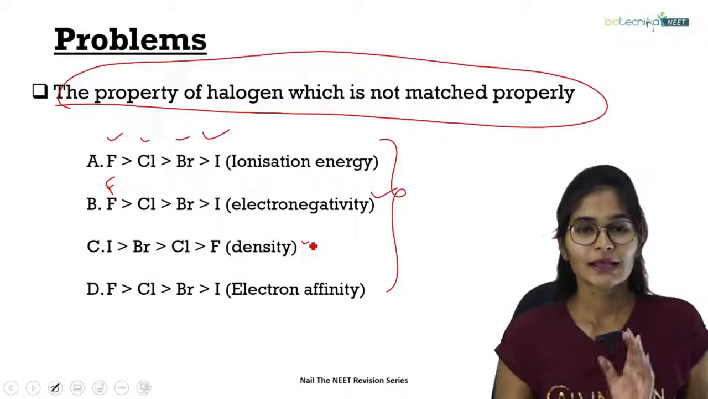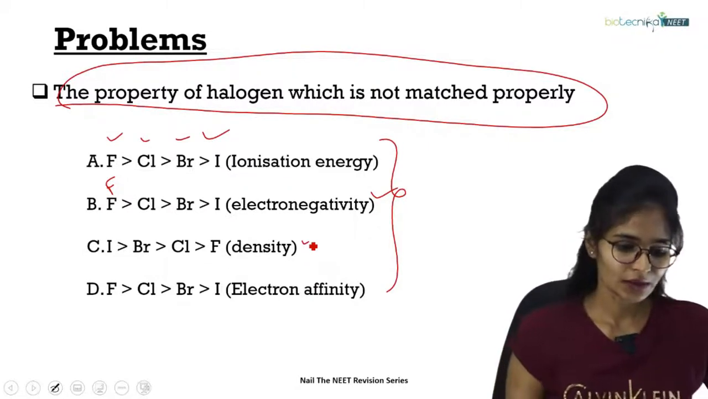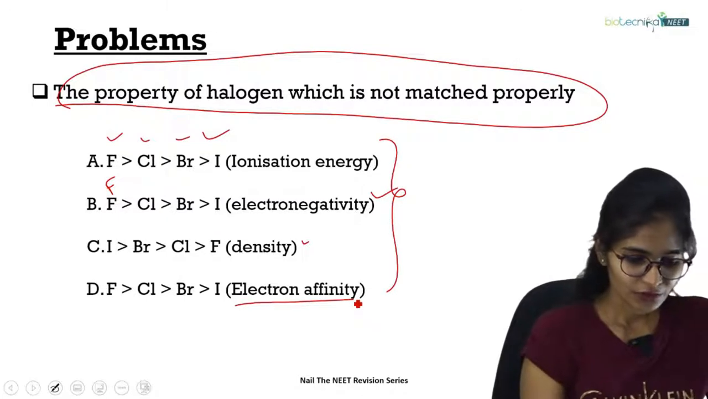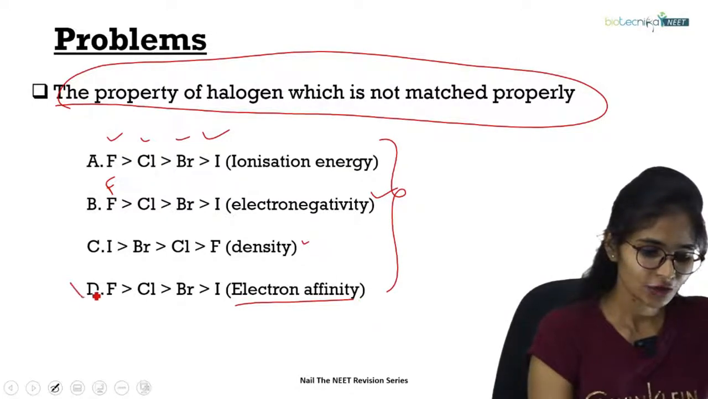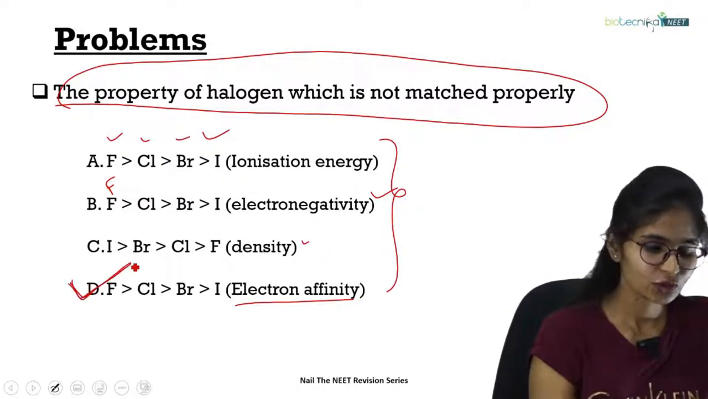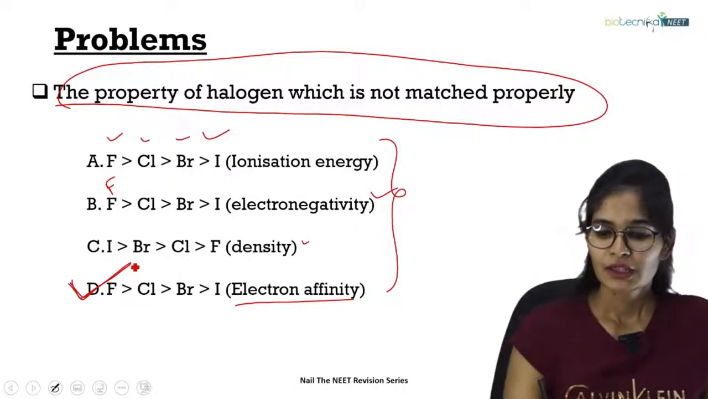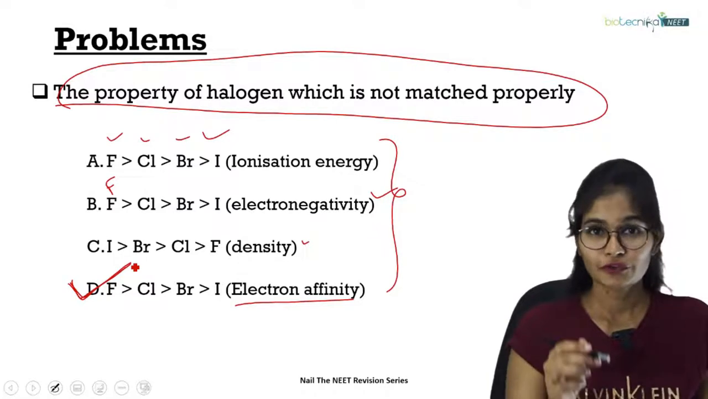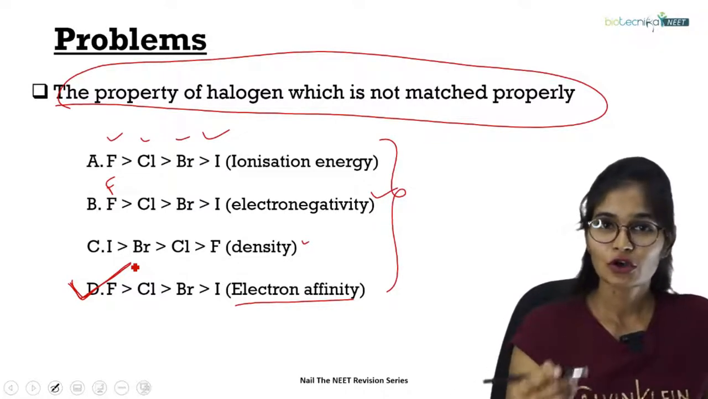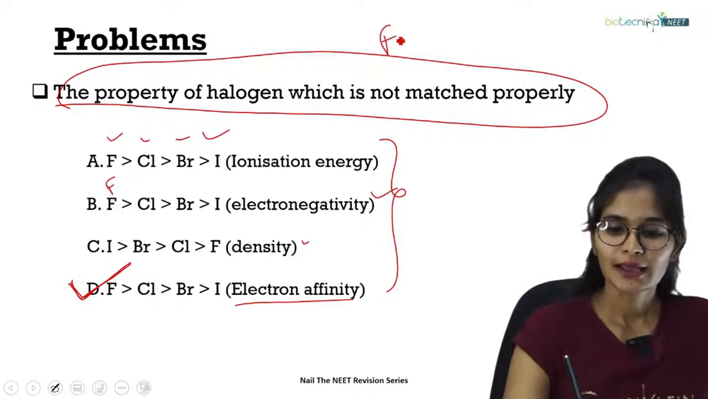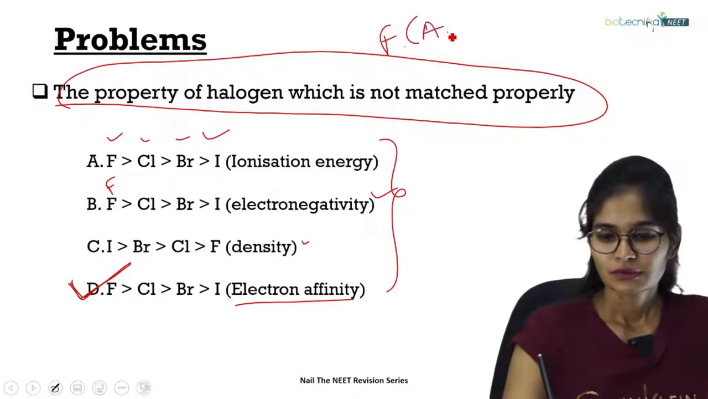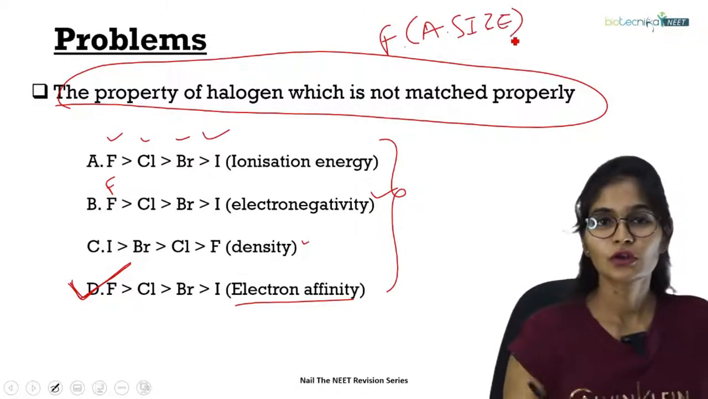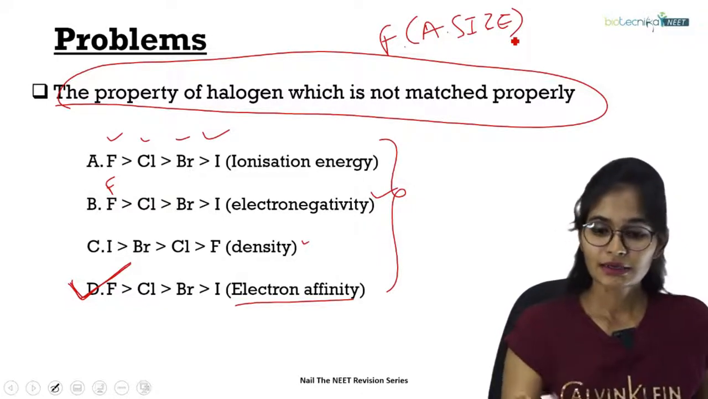But the thing they are asking is the incorrect one. The electron affinity they have mentioned is fluorine, chlorine, bromine, iodine. So this is the option you have to choose as the incorrect answer, because, as I already told, fluorine has a smaller atomic size, and because of that it will come later, after chlorine.